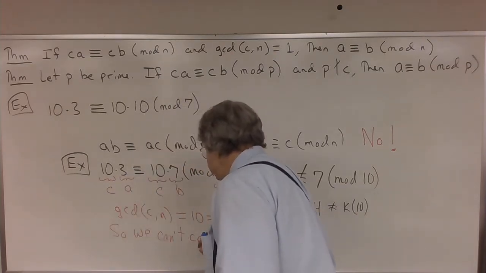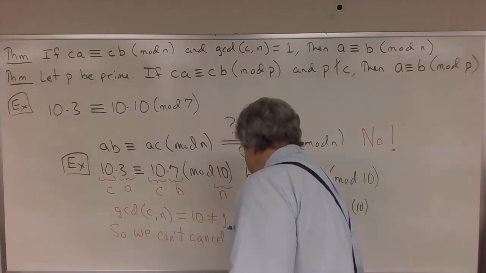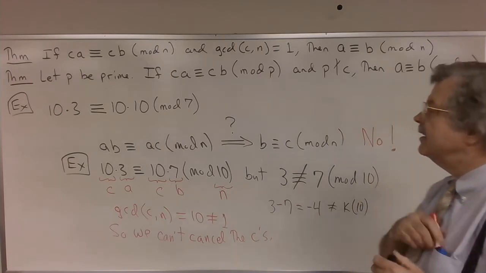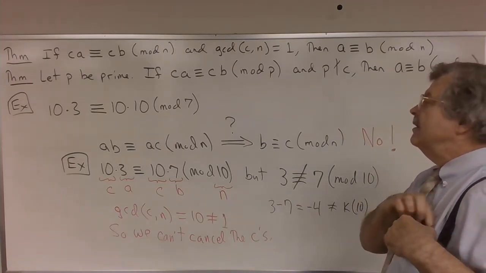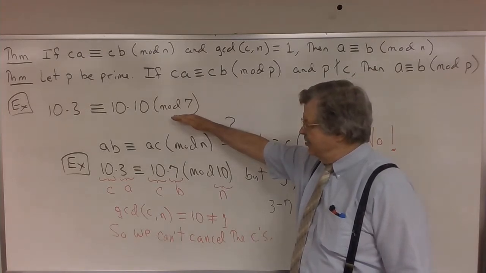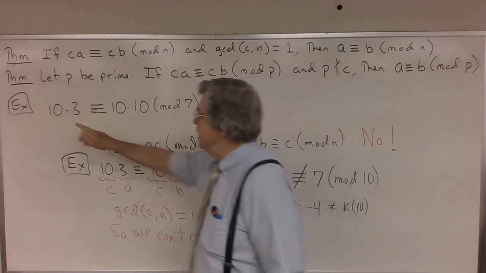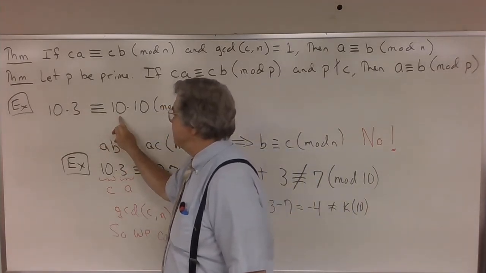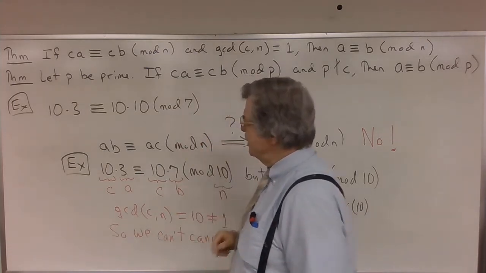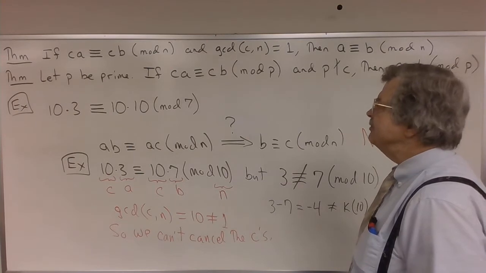So we can't cancel the C's. So that's what went wrong in this example. Here's C, that's 10. And, oh, wait a minute, this is a different example. Okay. Well, let's look at that.